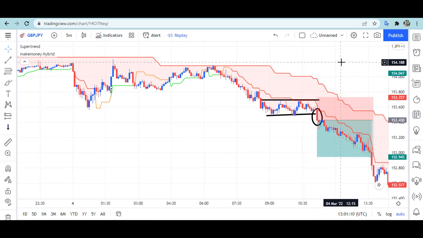Remember, only risk 1 or 2% per trade. Study and backtest before using real money.